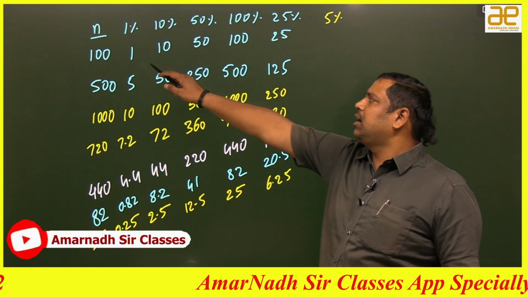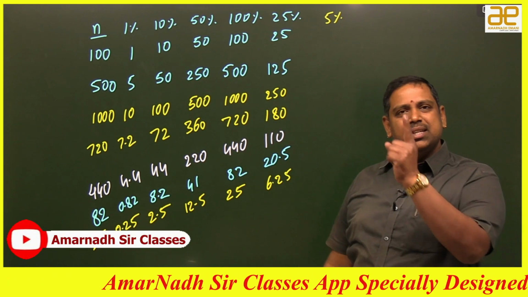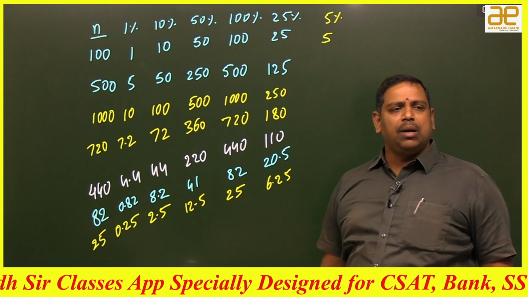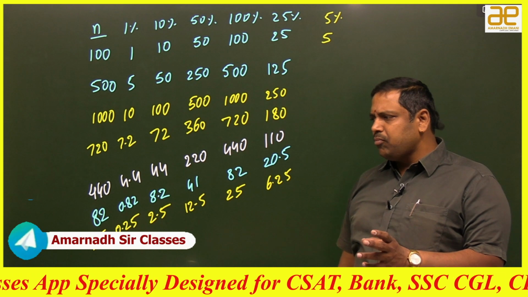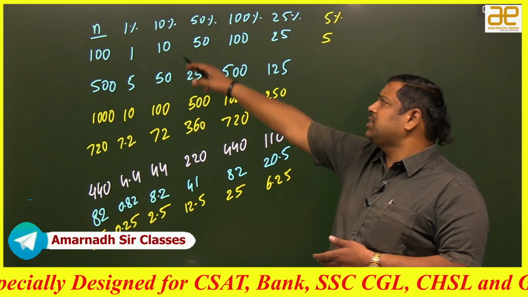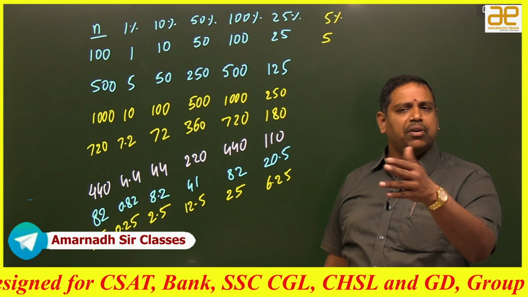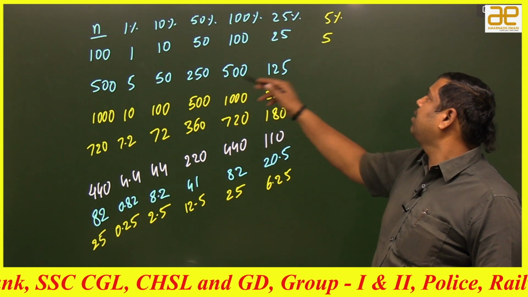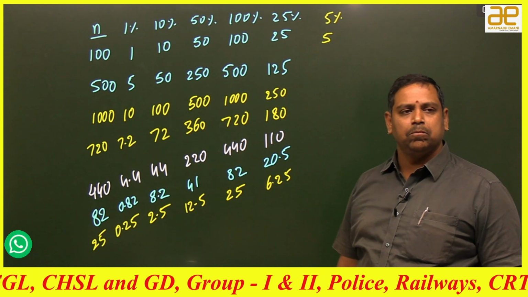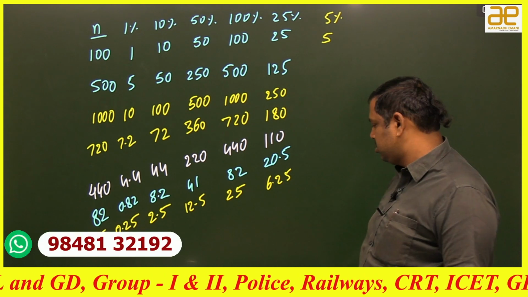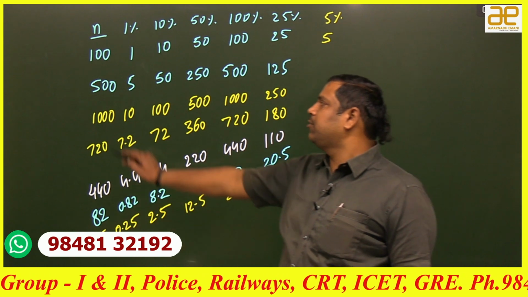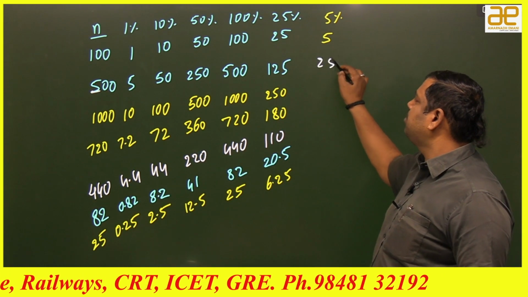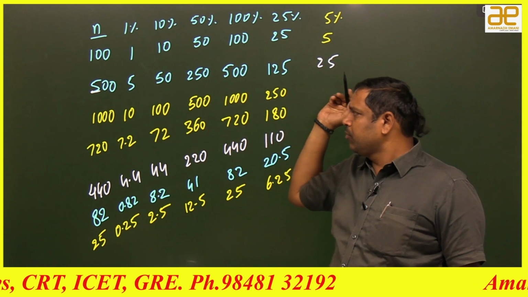Suppose I am asking 5% of 100. Sir, 1% is 1, 1 into 5, 5, sir. No problem. Suppose you feel that is difficult: 10% is 10, half of 10 is 5. That's it. Now in 500 I want 5%. How much is it? 25, because 1% is 5. 5% means 5 into 5, 25. Or else 10% is 50, half is 25.